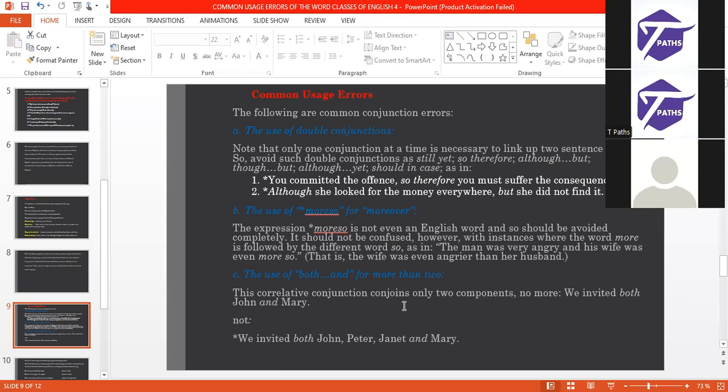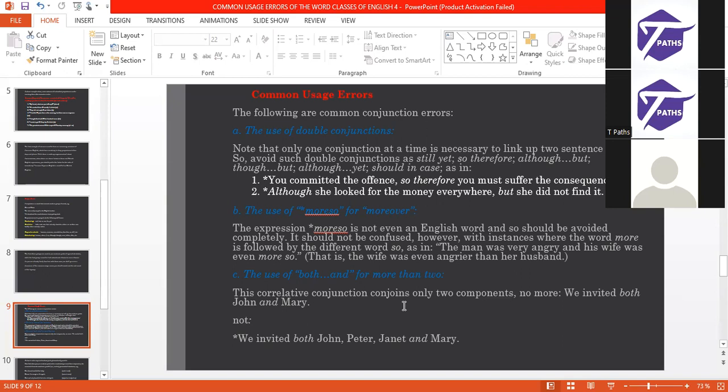Number 2, the use of more so for moreover. The use of more so for moreover. The expression more so is not even an English word to start with. You understand? So avoid it. You can't see that word more so in your dictionary. You can't. It's not an English expression.